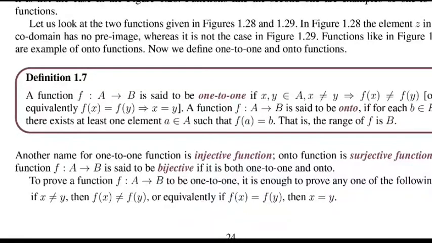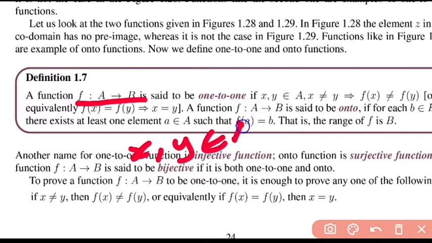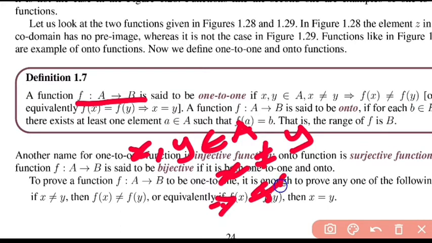Okay, we are going to see the definition of one-to-one and onto function. First, the one-to-one function. A function f from A to B is said to be a one-to-one function if x, y belong to A, and we assume that x is not equal to y, which implies that f of x is also not equal to f of y.